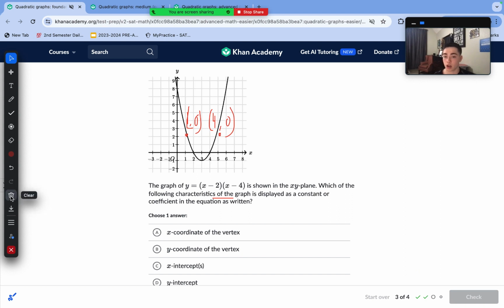On to this next question, another graph in factored format. So we know factored format gives us our x-intercepts. So that's going to be the answer for this one.